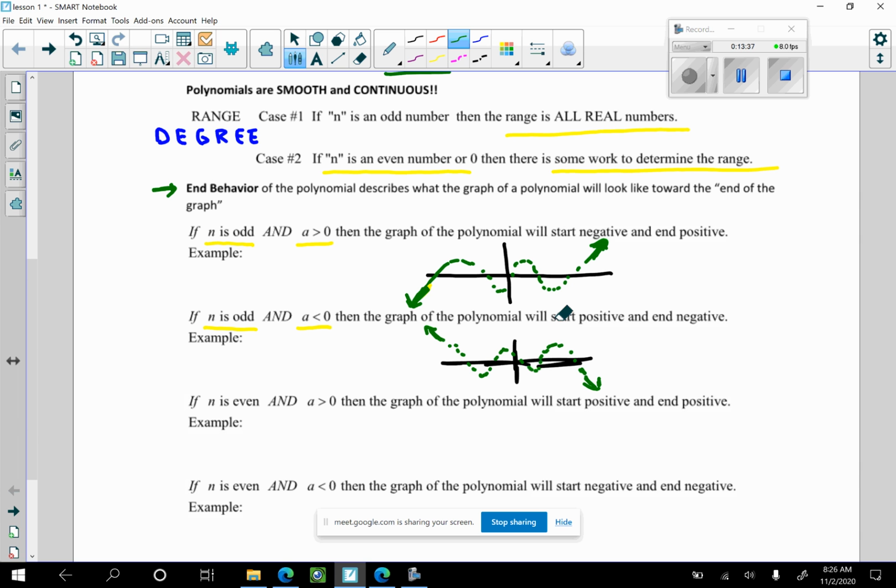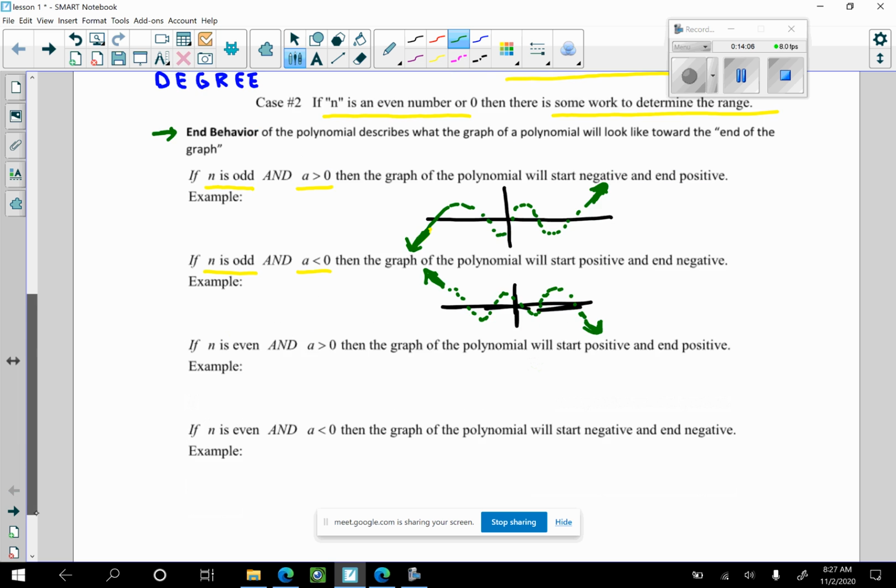So we don't know. One of the things we're going to investigate later on is, if we're given some polynomials, what's going to happen at the end, in the middle. So those are the two graphs if you have an odd degree. If it's odd degree and the leading coefficient is positive, it starts negative and ends positive. If the leading coefficient is negative, it starts positive and ends negative.